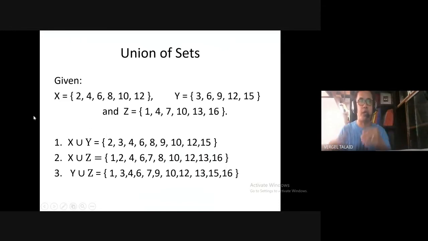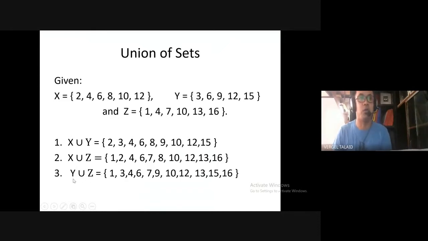Union is simply combining. Now how about the union of X or Z? We have 1, 2, 4 is common, so copy once, 6, 7, 8, 10 is common, so just copy 10, then 12, 13, and 16. Take note, there should be no duplication of elements. So the union of X or Z is 1, 2, 4, 6, 7, 8, 10, 12, 13, 16.